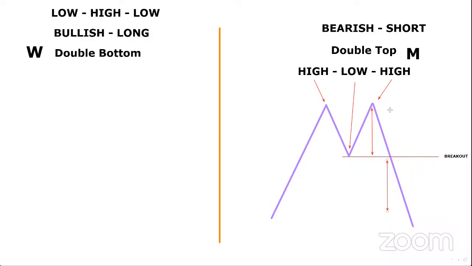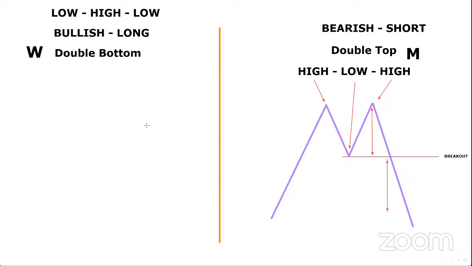Maybe 80% of the final target would be okay, because most of the time the final target would not be hit. So maybe to be on the safe side, I would go like 80% of the final target. So it's going to be like 100 pips, I'm going to go like 80 pips. This would be enough.